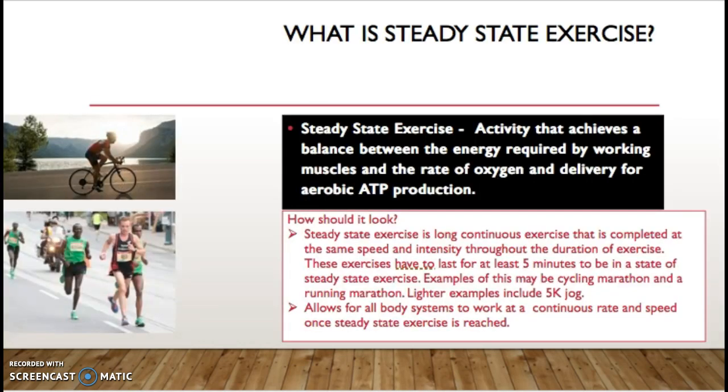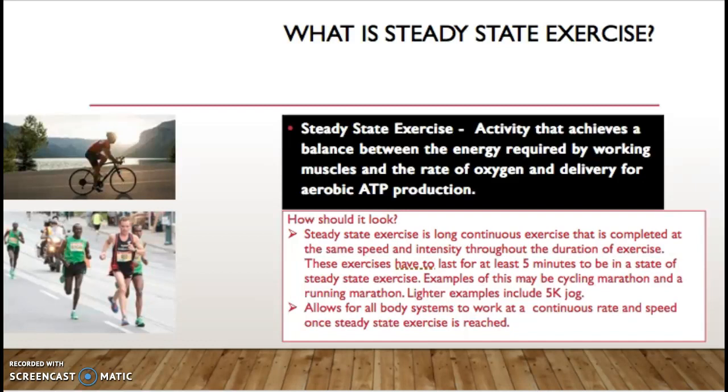Steady state exercise is an activity that achieves a balance between the energy required by working muscles and the rate of oxygen delivery for aerobic ATP production. Steady state exercise is a long continuous exercise that is completed at the same speed and intensity throughout the duration of the exercise. These exercises have to last for at least 5 minutes to be in a state of steady state. Examples of this may be a cycling marathon and a running marathon. Lighter examples may include a 5k jog.